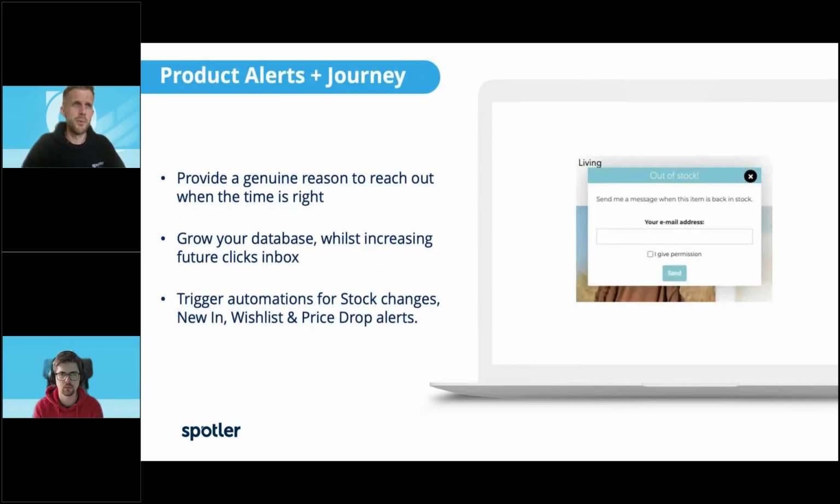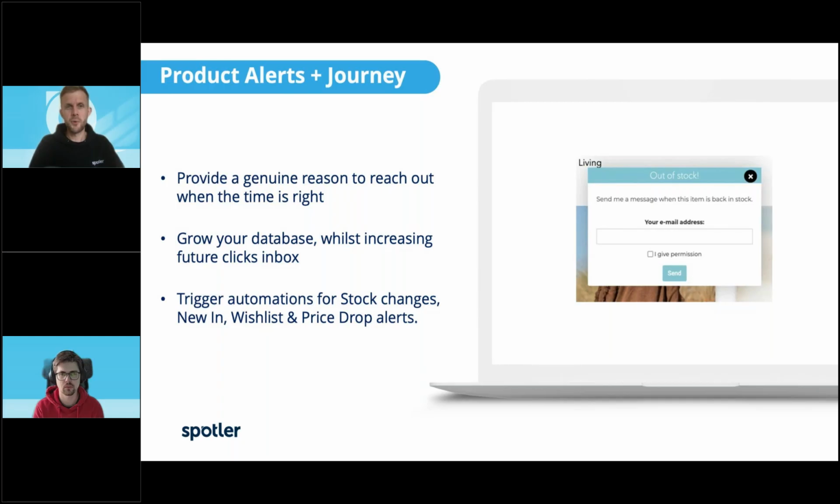And then the last one, before I make way for the bit that you all want to see, how we're going to achieve some of these things, is product alerts and journeys. We talk a lot about conversation, so what we want is a genuine reason to reach out when the time is right. Say something is out of stock. At that point, when someone goes on the page, show them an email address pop-up sign-up box and say, hey, we'd love to stay in touch. We'd love to let you know when this is back in stock.